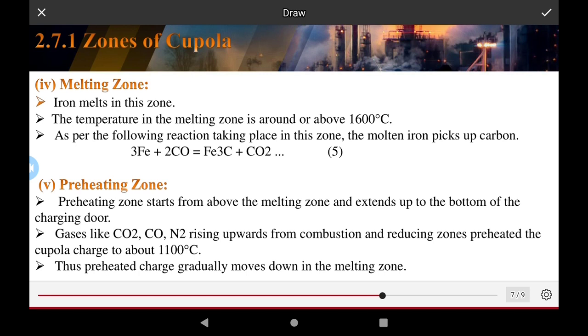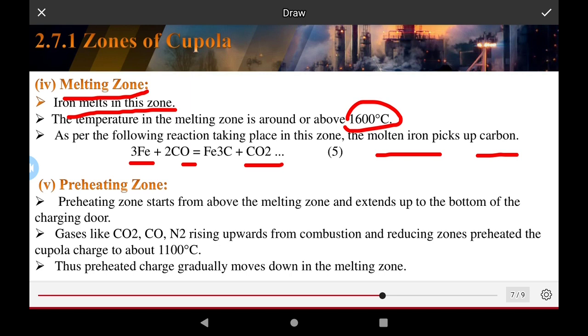Melting zone of the cupola furnace is the seventh point. Iron melts in this zone. The temperature in the melting zone is above 1600 degrees Celsius. The following reaction takes place in the zone: the molten iron picks up carbon, 3Fe + 2CO = Fe3C + CO2.